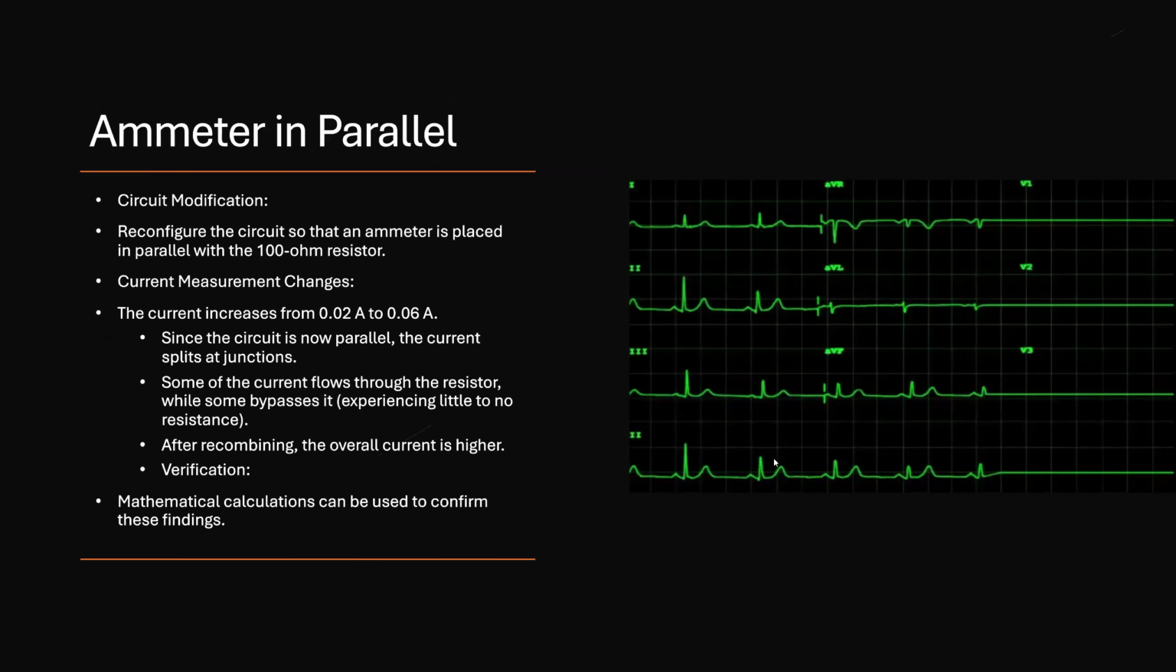Ammeters in parallel. Circuit modifications. Configure the circuit so that an ammeter is placed in parallel with a 100 ohm resistor. The current increases from 0.02 amps to 0.06 amps. For verification, mathematical calculations can be used to confirm these findings.